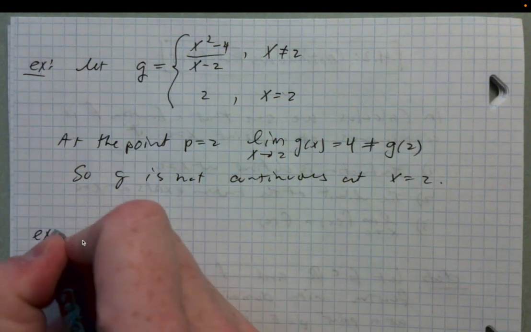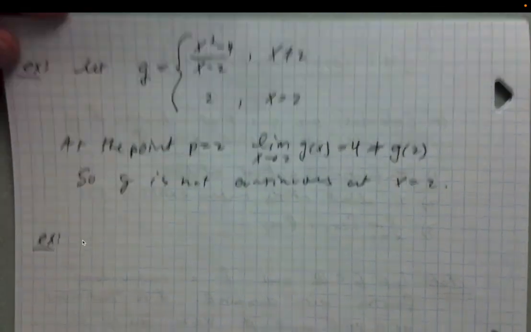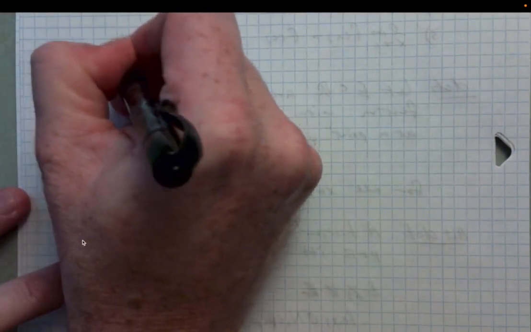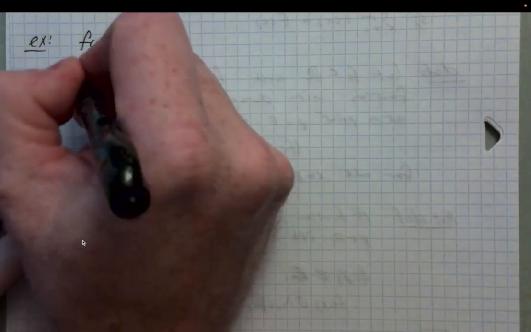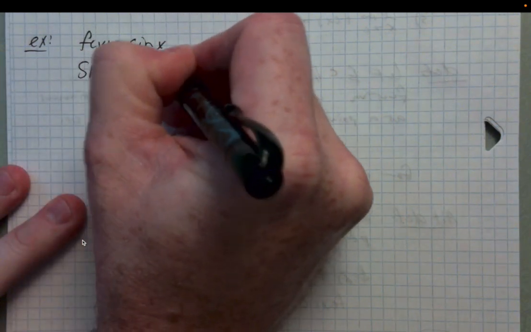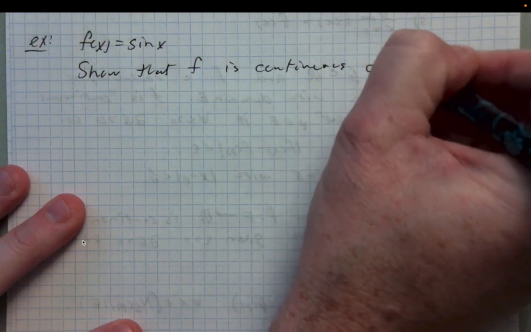Here's another example. This is a simple example, reminding us what discontinuities can look like. Let's think about the function f of x equals sine of x. Now this is a function that we know is continuous on the real number line. All right, so let's show it. Let's show that this is continuous using the definition. So we'll show that f is continuous on R.